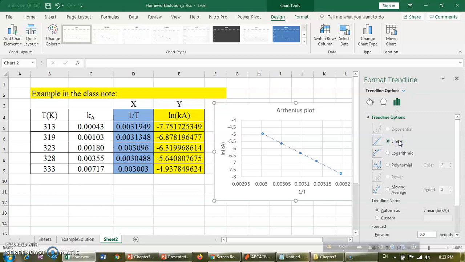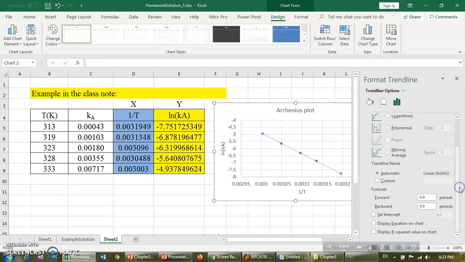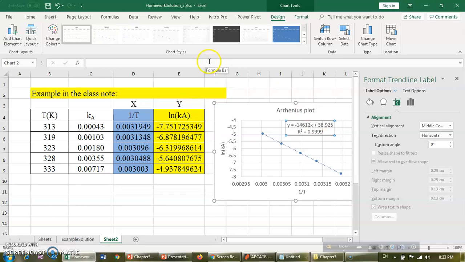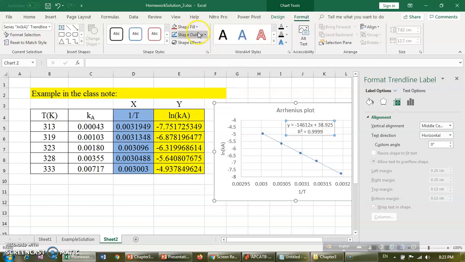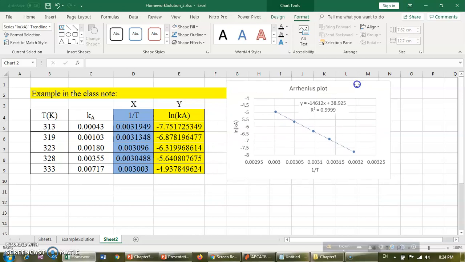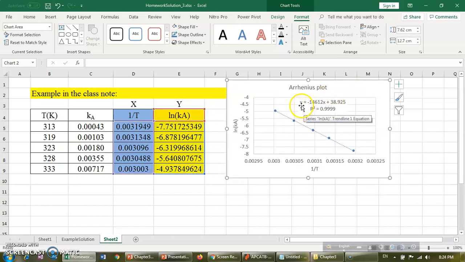Now you have to do two things. You need to display the equation on the chart. It is a straight line, so y equal to mx plus c, something like that, and also display the R square value on the chart. These are two things you should select. I can change the format a little bit, and I'll just shape fill completely, so you can see our work is done with the plotting. The equation is y equal to minus 14612 into x plus 38.928.